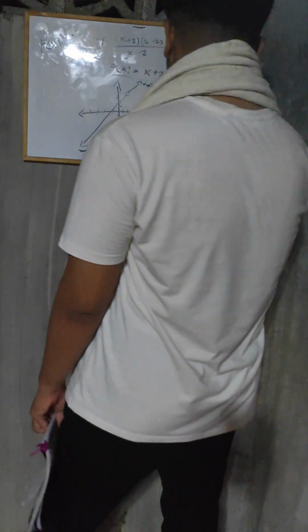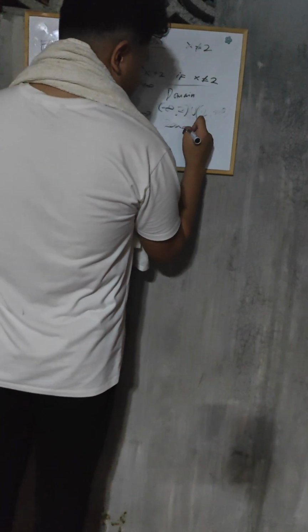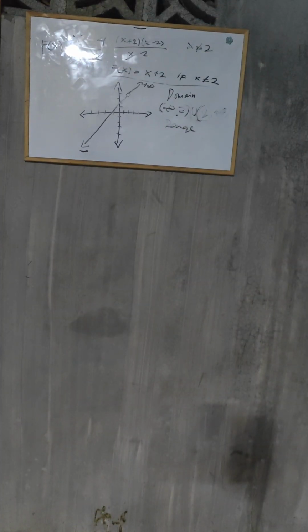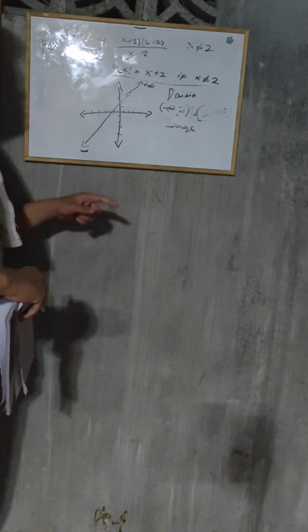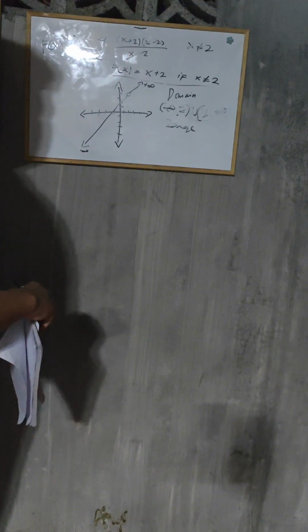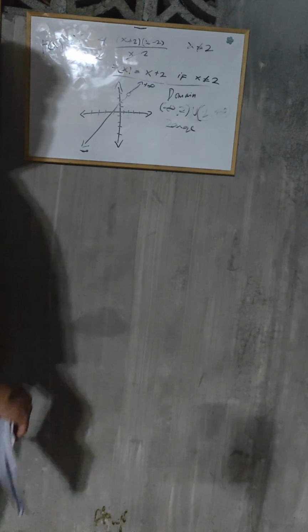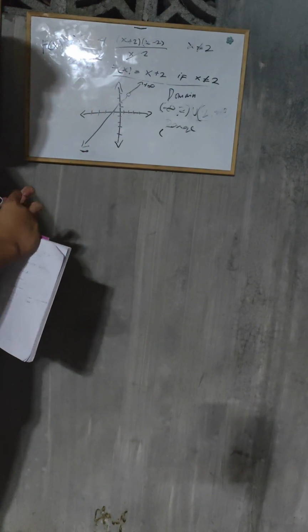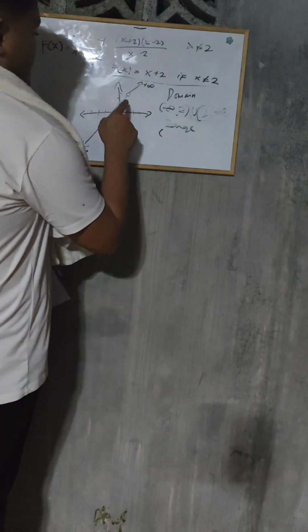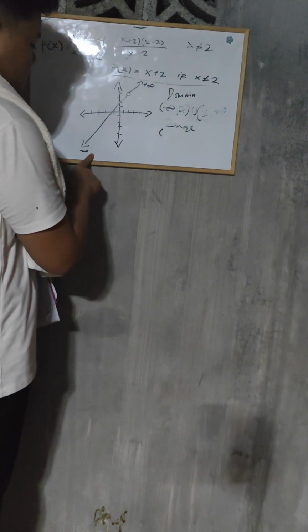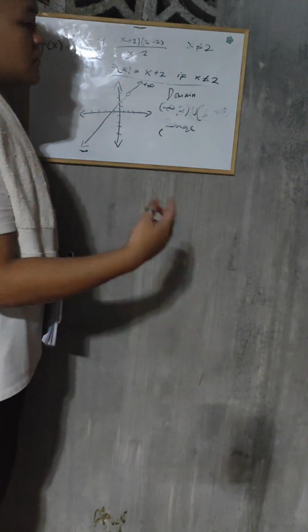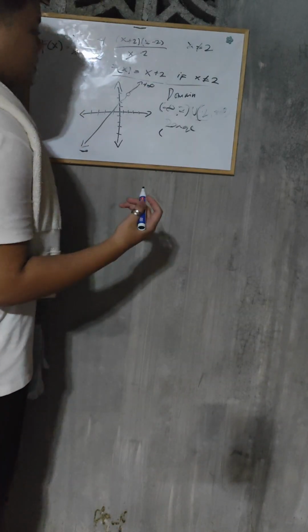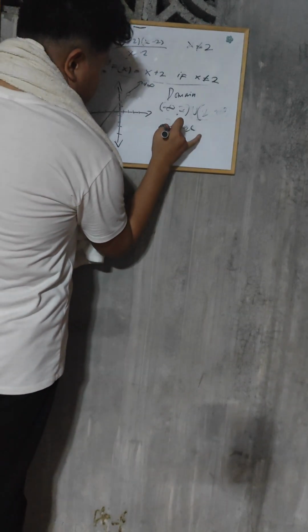And then as for range, same way as natin, domain, we're gonna start from the left hand side, which is yung negative infinity. So since that's yung y value natin, it could be anywhere between yung 2 all the way from negative infinity, pero mag-start tayo sa negative infinity first. So that's gonna be negative infinity here.